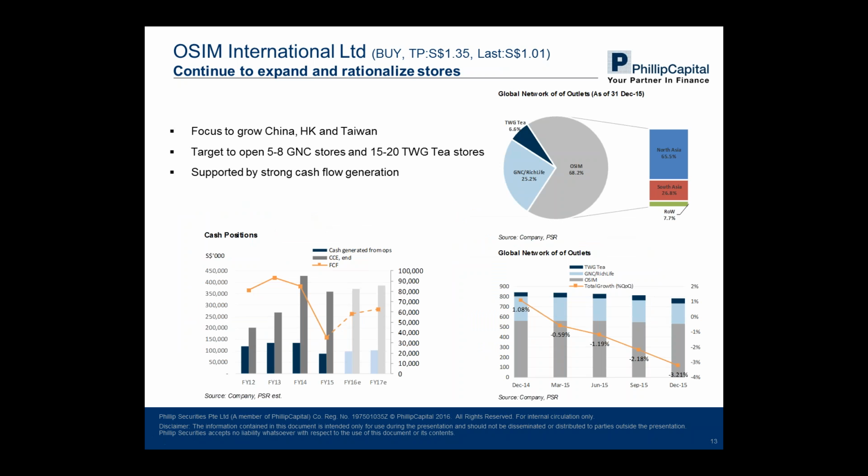Okay. To touch a bit on their store count. As you can see from this chart, they are still on track on their store rationalization. You can see from here, the GNC segment, they've closed quite a lot last year, mainly due to the deconsolidation of GNC Australia. However, they are still positive and optimistic about the North Asia market, so they will continue to focus on growing their markets in China, Hong Kong, and Taiwan. They target to open about 5 to 8 GNC stores and 15 to 20 TWGT stores this year.